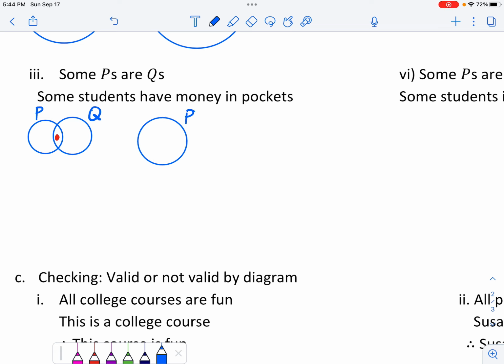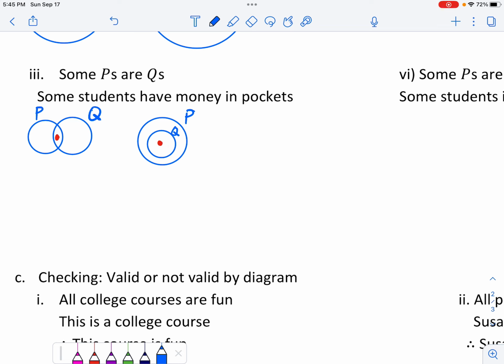And here's another possibility. Say this is P and this inside one is Q. Do you see some P's are Q's? Some P's are also in Q. Well, some people say, what if you put a dot here? That means some P's are not Q's. But we are trying to show a possibility that some P's are Q's, so we don't do that. This is the correct way to demonstrate some P's are Q's.